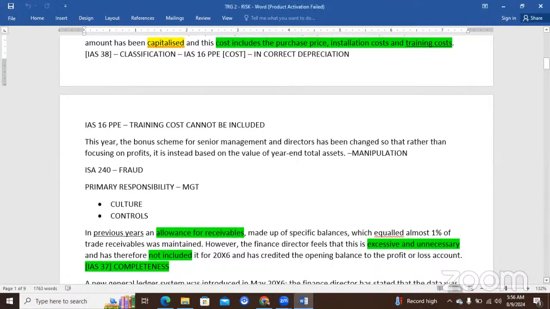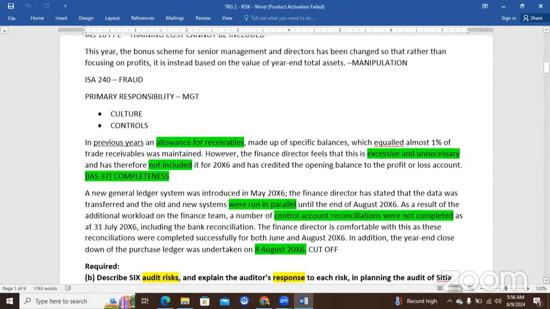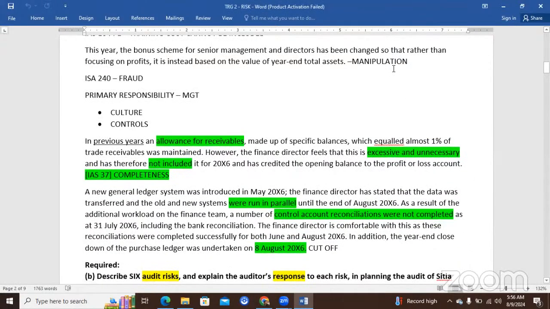So the next point, in previous years, that is also control risk, manipulation. This bonus type of question, these case studies, are repeatedly tested in your past papers, right? So the bonus scheme is changed. Bonus is based on profit before tax. Bonus is based on the sales. Bonus is based on the total assets. All these things are leading to manipulation. When management is developing a policy that bonus is based on these factors, that is subject to manipulation, right?